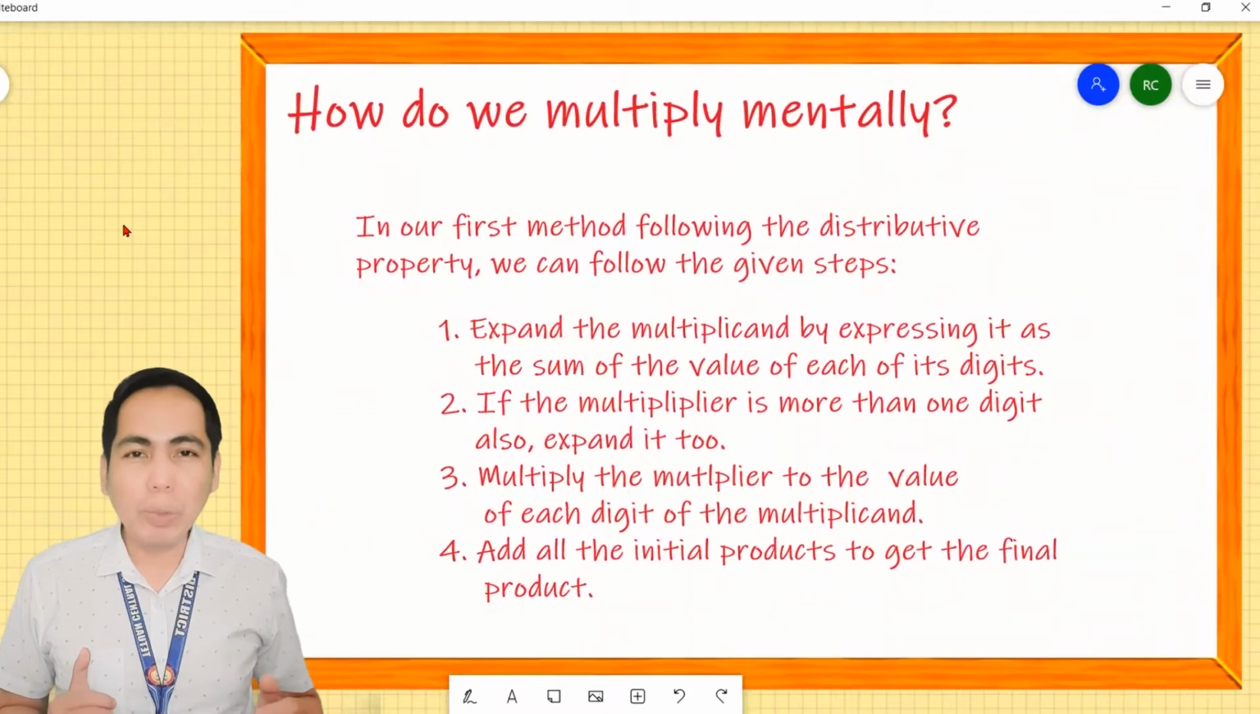In this video, I'm going to discuss how to multiply mentally. So how do we multiply mentally? In our first method, following the distributive property, we can follow the given steps. First, expand the multiplicand by expressing it as the sum of the value of each of its digits. Number 2, if the multiplier is more than one digit also, expand it too. Number 3, multiply the multiplier to the value of each digit of the multiplicand. Number 4, add all the initial products to get the final product.